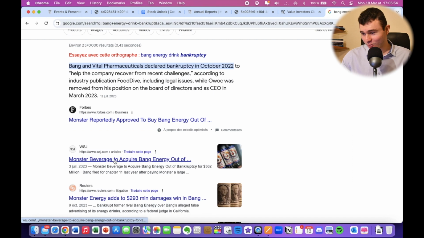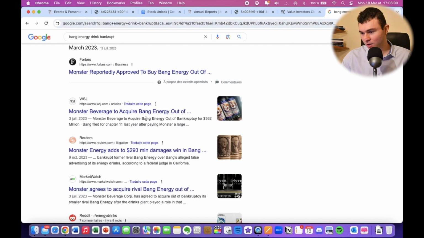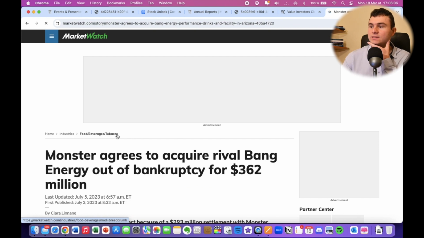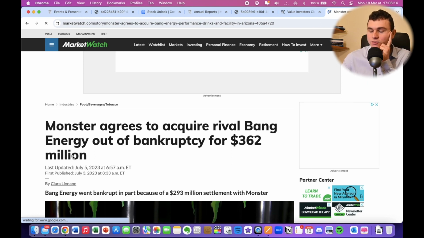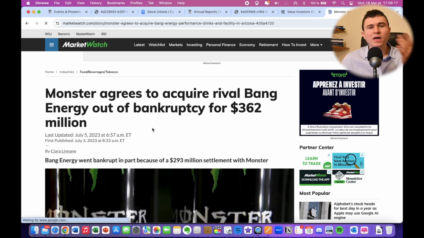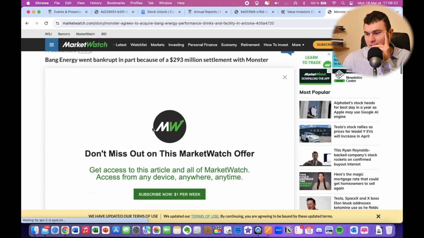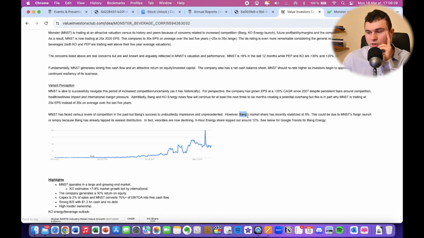And Monster Beverage to acquire Bang Energy. Oh, that's funny. Monster Energy bought this competitor in July 2023. Monster agrees to acquire rival Bang Energy out of bankruptcy for $400 million, compared to their cash of $2 billion. So that's not a big deal for them. Okay, so the big competition collapsed, and Coca-Cola Energy, I think that's just Coca-Cola, so not bankrupt yet. This is too big. I don't think they will collapse soon.